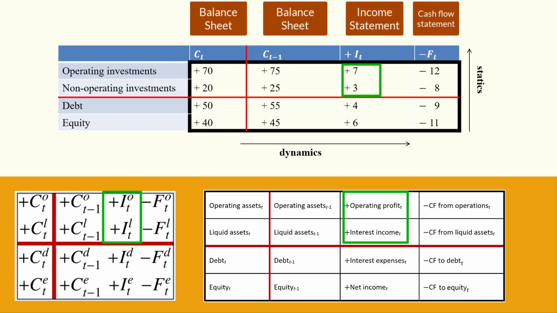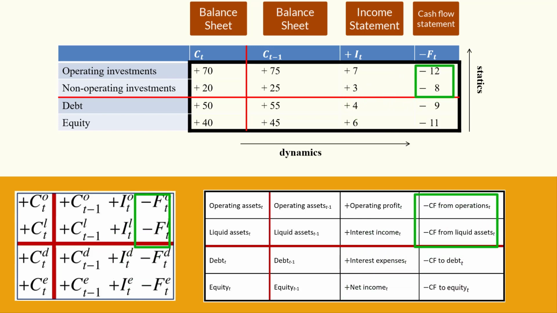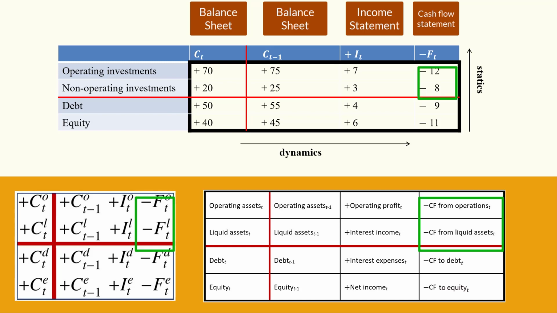Of these $10, $4 are owed to the debt holders. This is interest expense. And the remaining $6 are the equity holders' income. Then the firm extracts $12 from the operating investments and $8 from the liquid assets, so that the balance of operating assets and liquid assets decrease to 70 and 20 respectively. These 20 collected from the operating assets and the liquid assets are distributed to the claim holders.